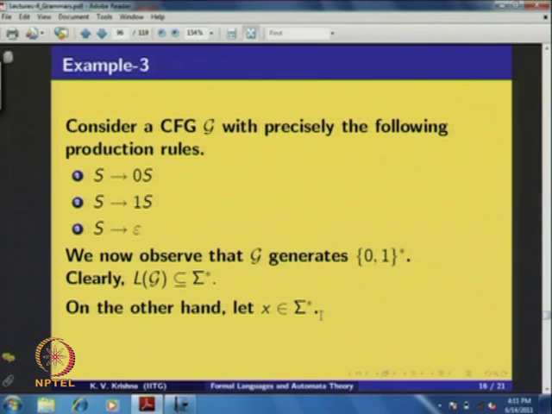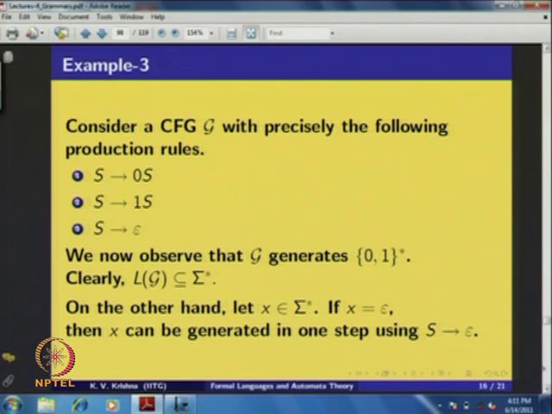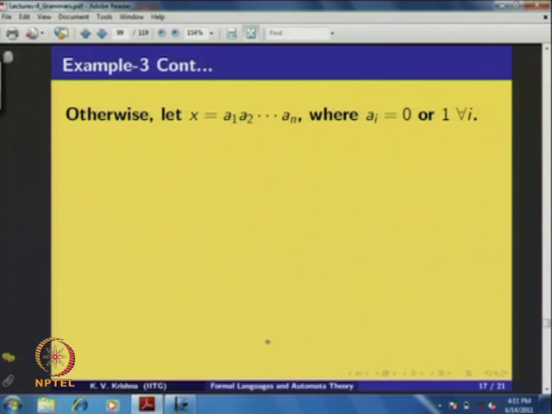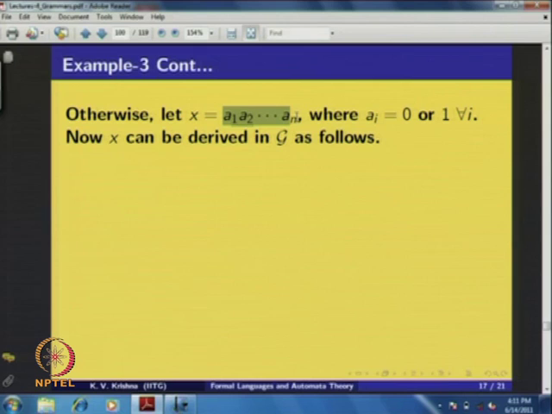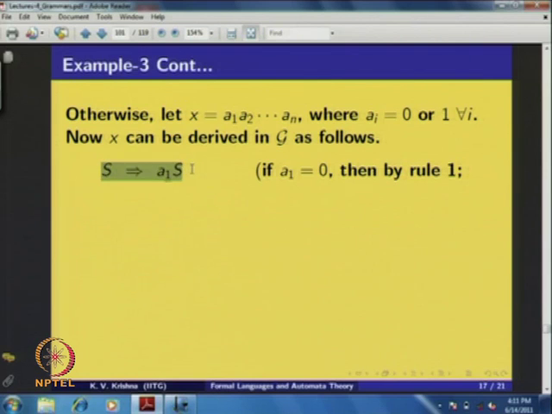Take an arbitrary string x in sigma star. If it is the empty string, using the third rule, in one step you can derive it. Otherwise, if you write it as a1 a2 ... an, where each ai is either 0 or 1, some n-length string if you consider. Now, this a1 a2 ... an we can derive as shown below. This a1 can be 0 or 1. If it is 0, then apply rule 1 to get S gives a1 S. If it is 1, then you can apply rule 2 to get 1S here.